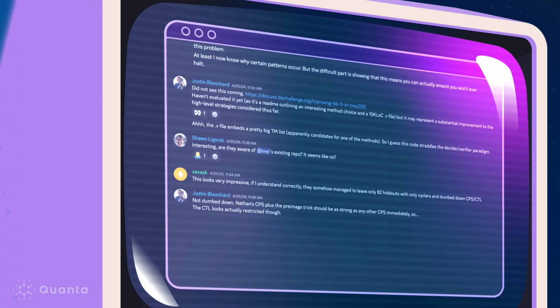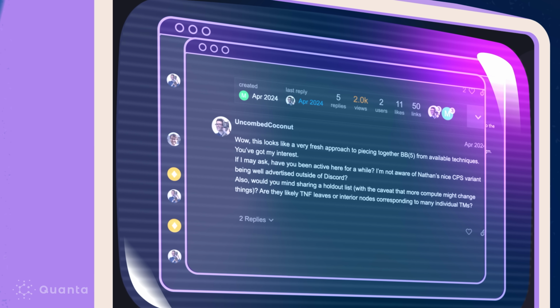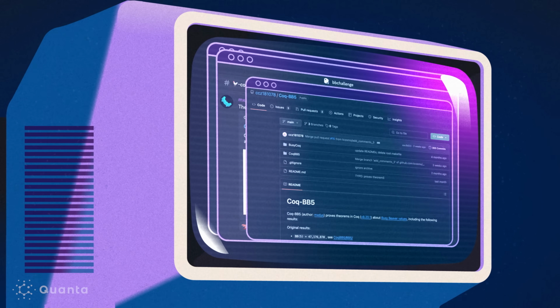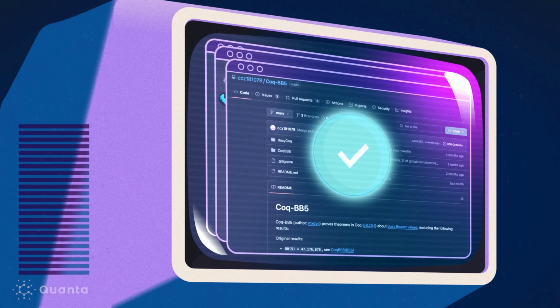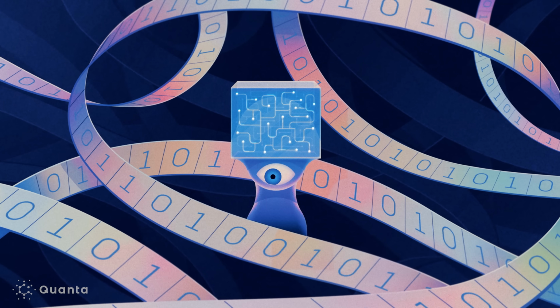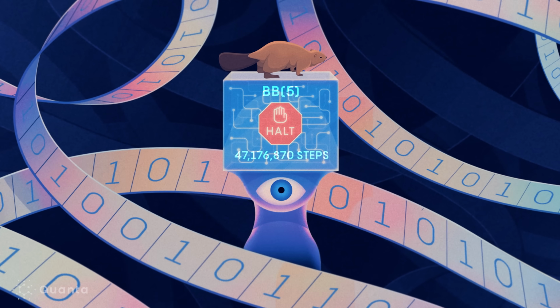But then in April of 2024, a mysterious new contributor, known only by a pseudonym, joined in to finish the job. Somebody with the handle mxdys showed up on the forum and basically said, like, hey, I have written a Coq proof. Using a computer-assisted proof verification system called Coq, mxdys swiftly completed the challenge. In about one month or two, had formalized everything we had done and more to come to a final solution. It turns out that the contender identified by Marxen and Buntrock 30 years earlier, which halted after 47 million steps, was the fifth Busy Beaver after all.